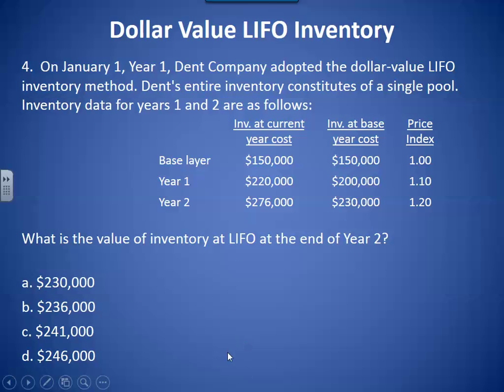Now let's try number 4. On January 1st, year 1, Dent Company adopted the dollar value LIFO method. Dent's entire inventory consisted of a single pool. Inventory data for years 1 and 2 are as follows. So you're given all the information you need to solve what is the value of inventory at LIFO at the end of year 2. So go ahead now and stop your video.